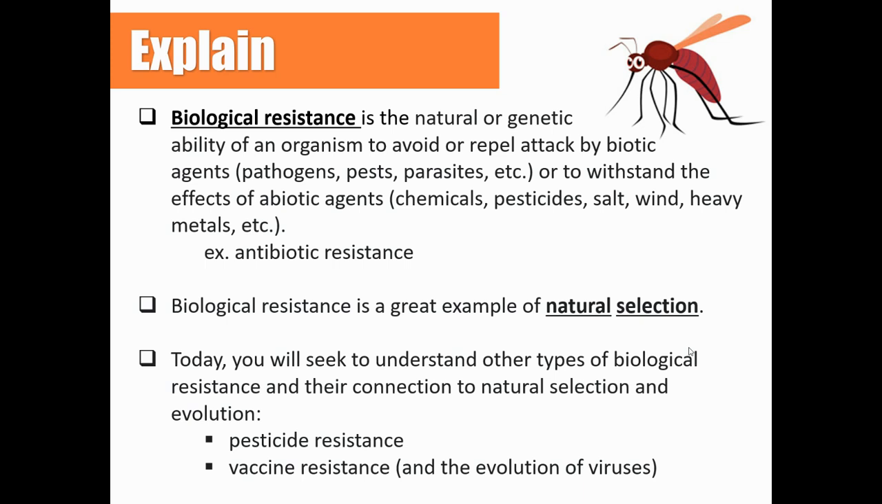Another form of biological resistance that's really applicable to us today is influenza, which is the flu virus. Because of evolution, there are constantly new strains of influenza that emerge, and this makes vaccines that are designed to fight against the flu no longer effective. And so researchers and scientists have to constantly be on the front edge of that. They have to understand vaccine resistance, biological resistance, so that they can develop vaccines that are effective.